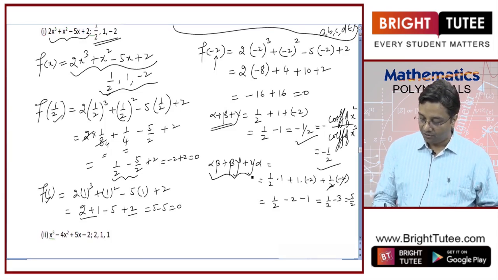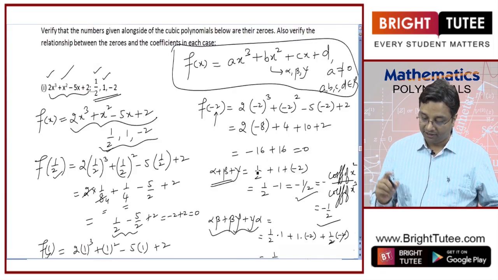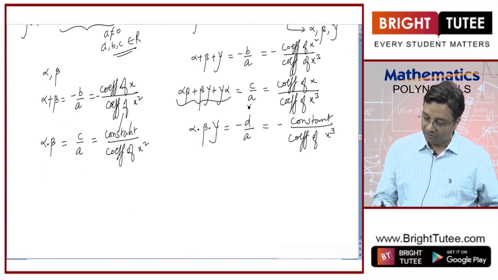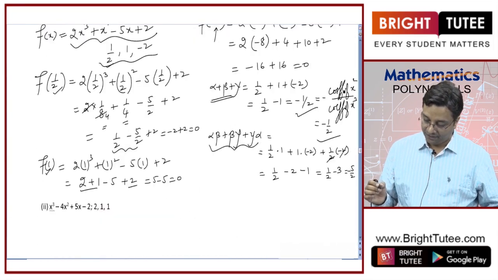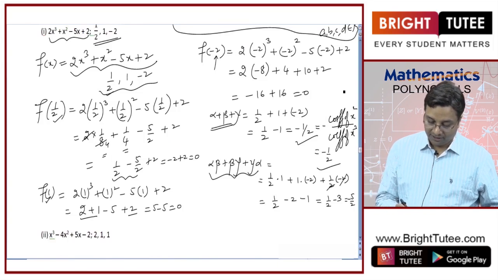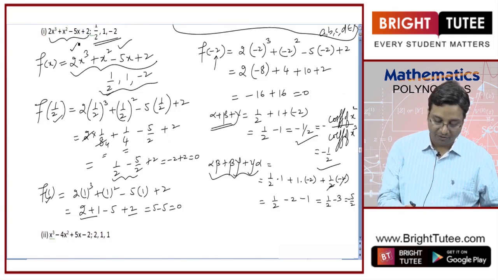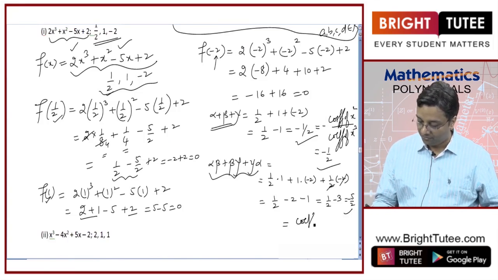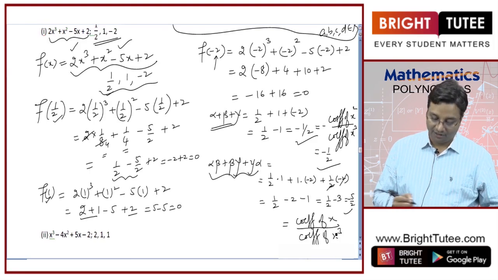And what is sum of roots taken 2 at a time in our relationship? It is equal to c by a, that is coefficient of x by coefficient of x cubed. So what is coefficient of x here? Minus 5. Coefficient of x cubed 2. So yes, this is also verified because it is equal to coefficient of x divided by coefficient of x cubed. So yes, it is also verified.